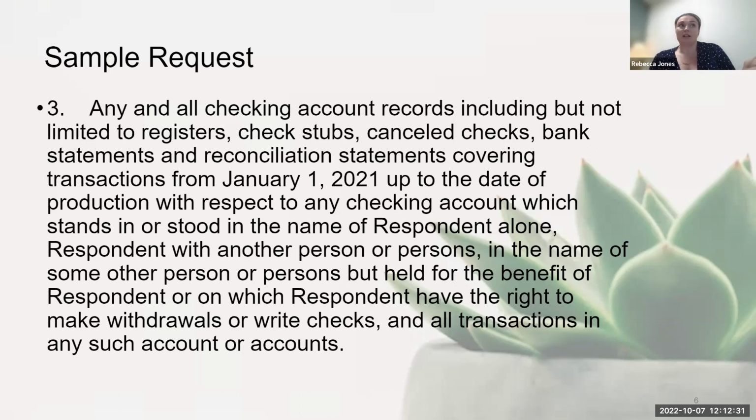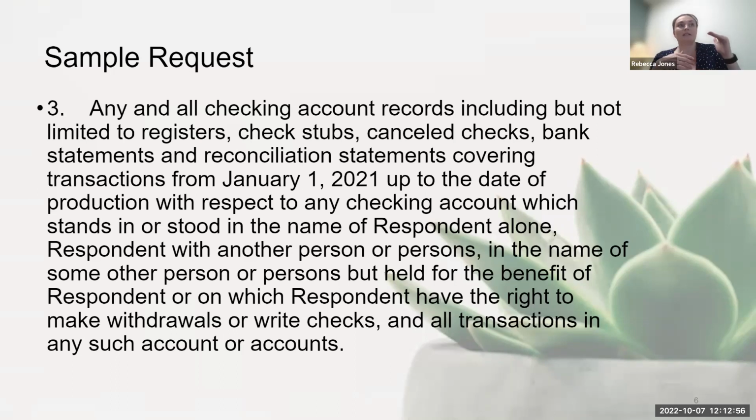So any and all checking account records, including but not limited to registers, check stubs, canceled checks, bank statements, reconciliation statements. And then here we are with the period January 1st, 2021 until the date of production. You can request that time frame. You can end it earlier if you do not need anything close to the date of production, but typically going up to the date of production is a good stopping point.